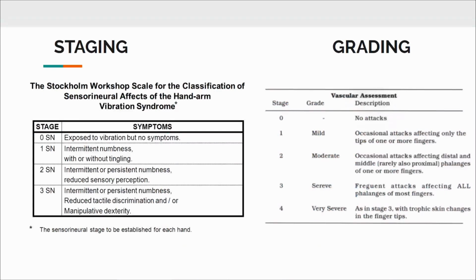All right, I'll just run through the staging and grading. So this is the Stockholm Workshop scale for the classification of sensorineural effects of HAVS. Here we have the stages from 0 till the third stage of sensorineural, and these are the related symptoms of each stage. As for the grading, we are staged from 0 till the fourth stage, and they are graded as mild, moderate, severe, and very severe.